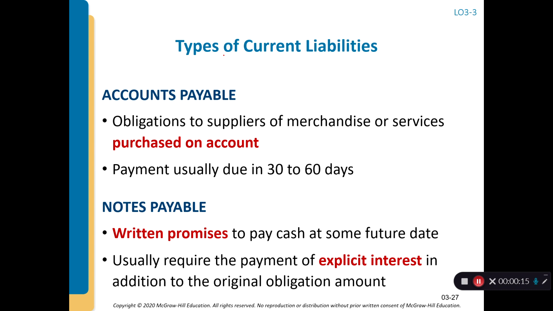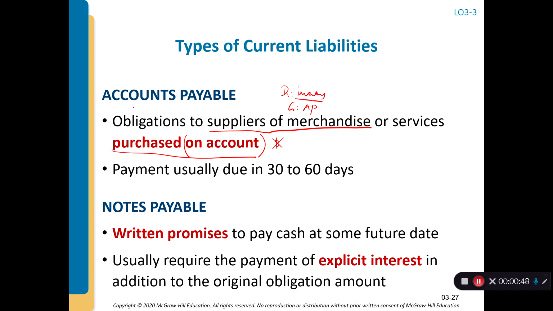So first of all, I want to introduce accounts payable. It means the obligation to the suppliers of the merchandise or services purchased on account, right? So it means that you already have the inventory and you did not pay for it yet. That's why it's called on account. On account means that no cash is involved yet, but the essence of the transaction has already happened, right?